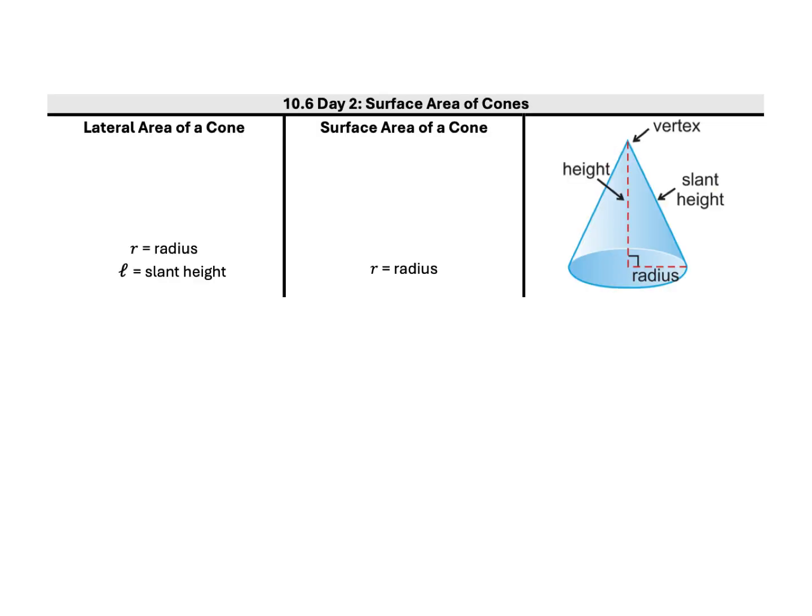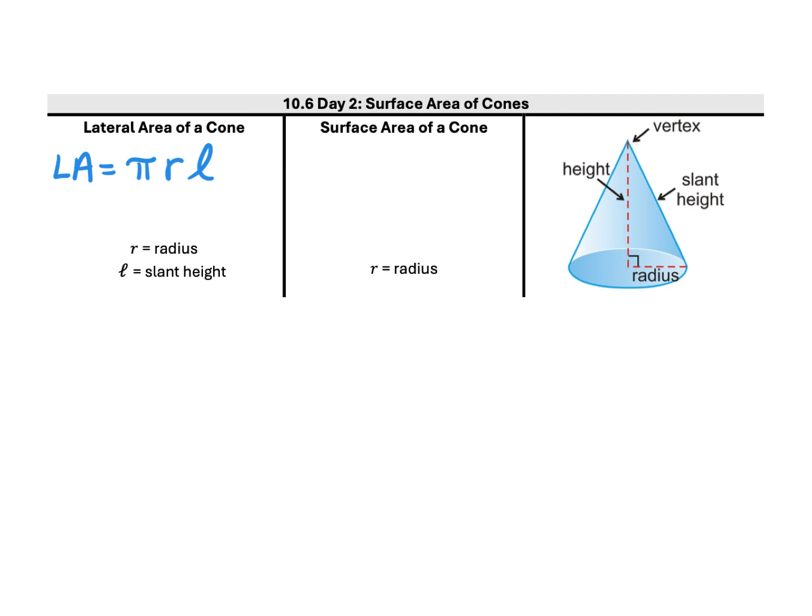To calculate the surface area of a cone, you need the lateral area of the cone plus the area of the base. Well, to calculate the lateral area, you'll use the formula lateral area equals pi r L, where r is the radius of the cone and L is the slant height.